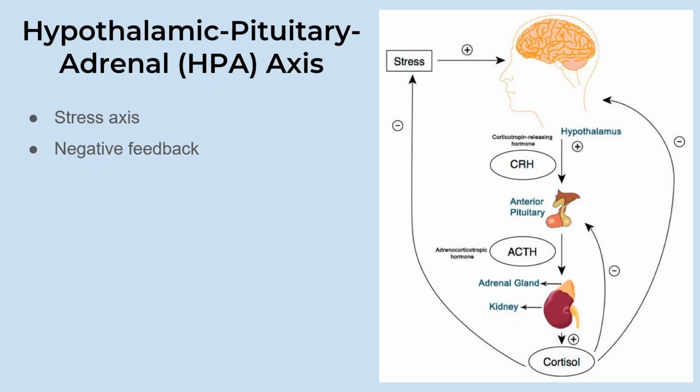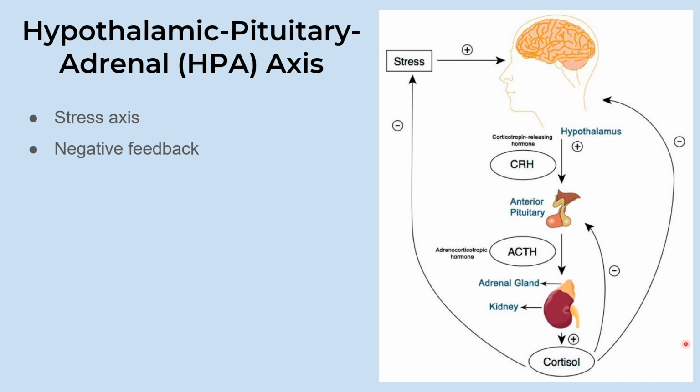Another key non-neuronal route of communication is the hypothalamic pituitary adrenal, or HPA axis for short. It's also referred to as the stress axis because it's the main coordinator of the body's response to stress. For a quick overview, the process begins in the hypothalamic region of the brain. When the body perceives stress, the hypothalamus releases a hormone called corticotropin-releasing hormone. CRH travels to the pituitary gland, triggering the release of adrenocorticotropic hormone. ACTH stimulates the adrenal glands above the kidneys, which produce and release glucocorticoids, primarily cortisol, into the bloodstream.